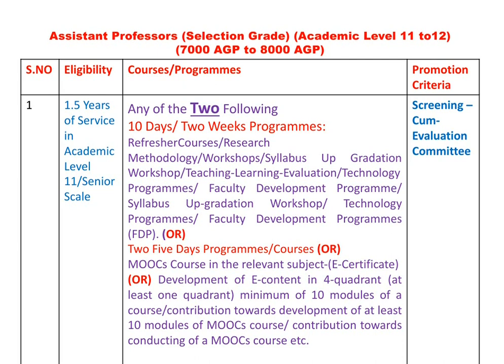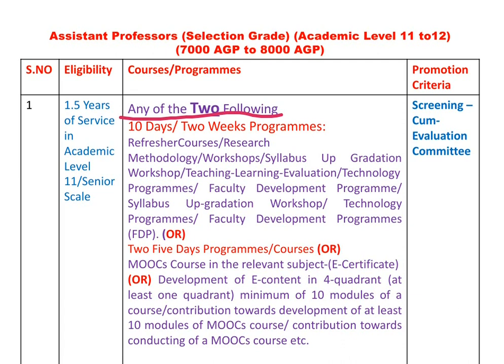Now assistant professor selection grade, which means academic level 11 to 12, or 7000 AGP to 8000 AGP. These are the main criteria. The minimum eligibility criteria is you have to complete 5 years of service in academic level 11, the senior scale, and you have to complete courses and programs in this category, any two of the following.